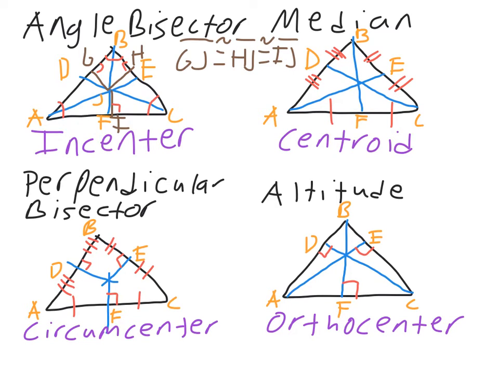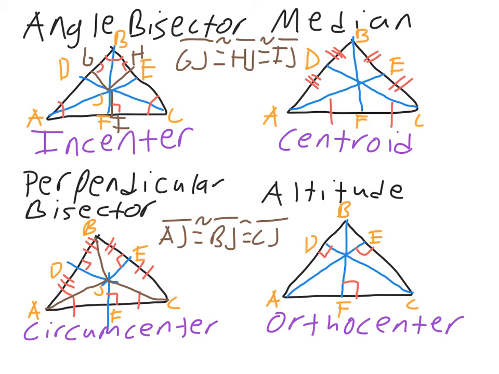Something similar works with the circumcenter. So if you have three lines all coming from the vertices and intersecting at the circumcenter, and again we'll just call our center J, then all three of those lines are congruent. So that means AJ is congruent to BJ is congruent to CJ.